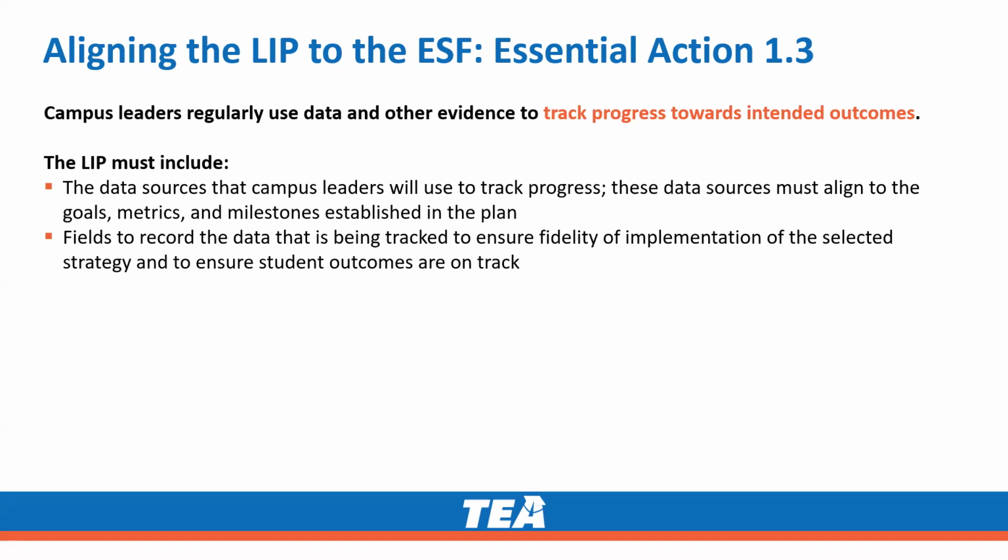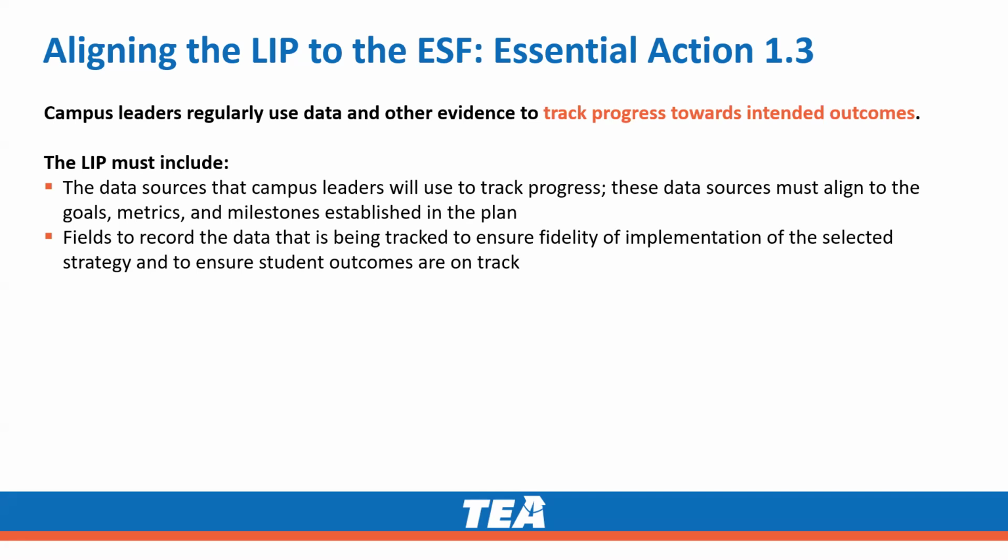All right, the plan also needs to show this key practice, which is that campus leaders regularly use data and other evidence to track progress towards intended outcomes. So this means that the local improvement plan needs to include some kind of information about the data sources that campus leaders use to track progress.